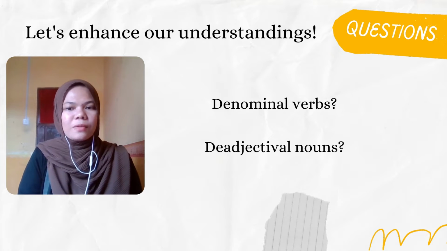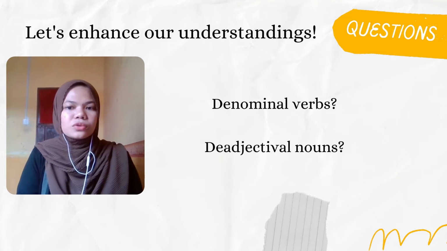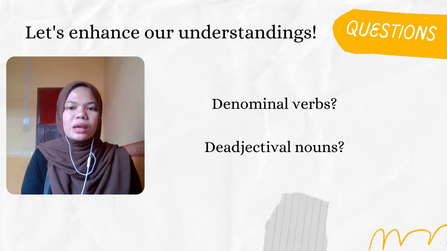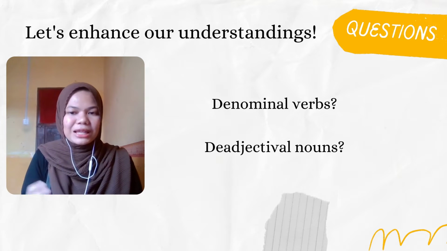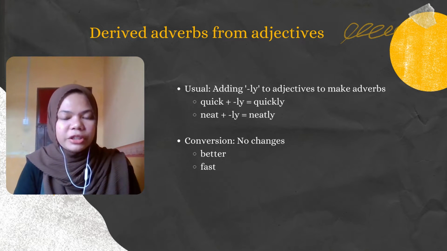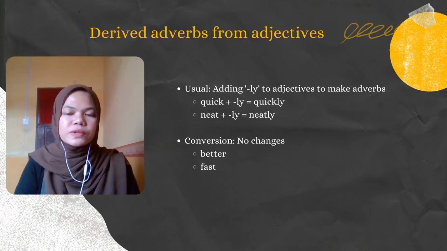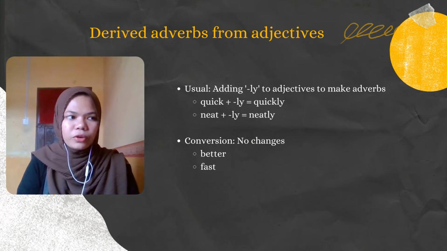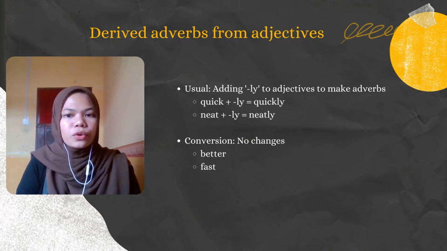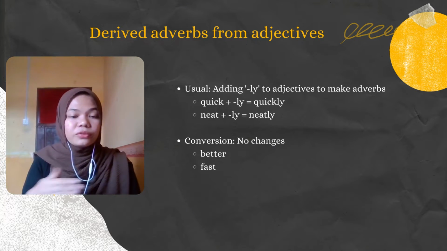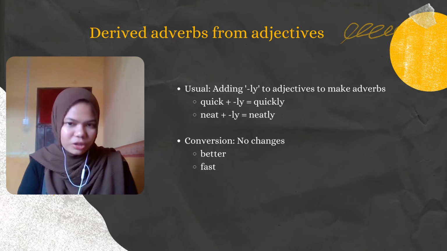To make sure we are on the same page, here are some examples. Denominal verbs means verbs that derive from nouns, and adjectival nouns means nouns that derive from adjectives. The first common pattern is on the derived adverbs from adjectives. Usually, there will be an addition of -ly to adjectives before forming an adverb. However, there are also conversions where, with no changes at all to the word, they can convert to another word class, such as better and fast.